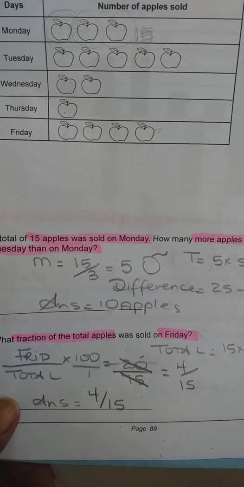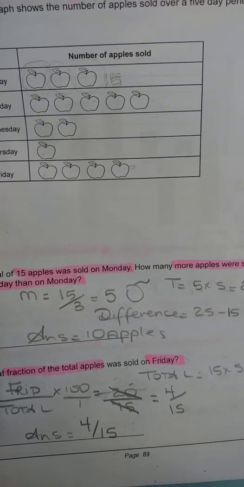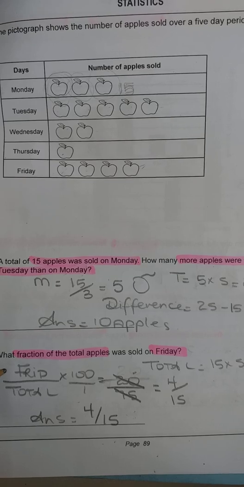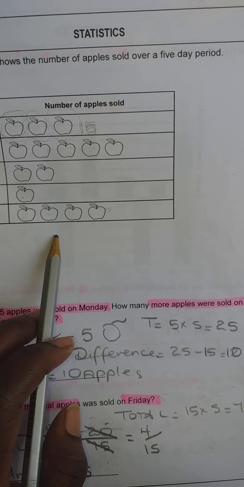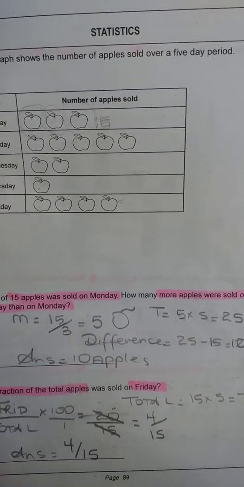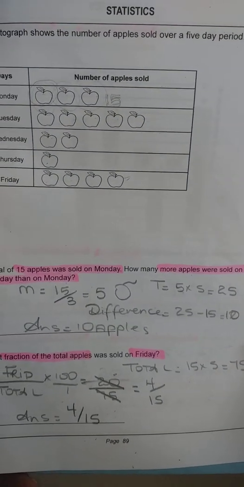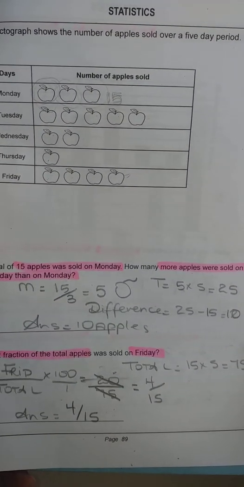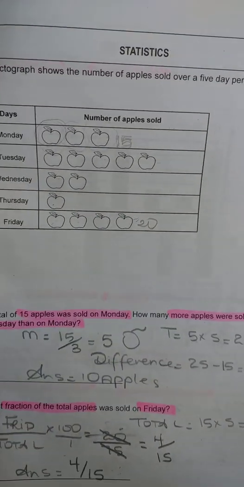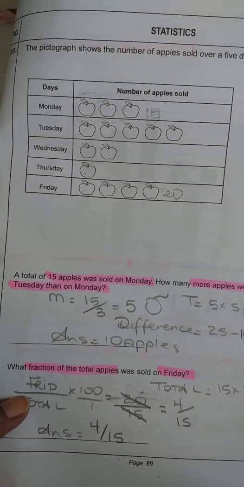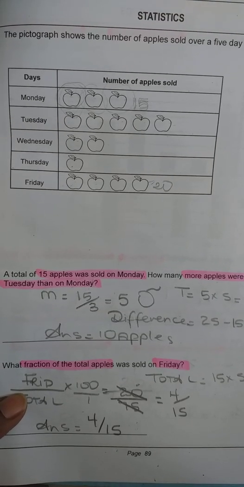Next question. What fraction of the total apples was sold on Friday? So let's look at Friday. We have 1, 2, 3, 4, right? So that's 4 multiplied by 5, which is 20. And that's 20 apples on Friday. So I put in my data: Friday is 20 apples. And we look at the question again. What fraction of the total apples was sold on Friday?